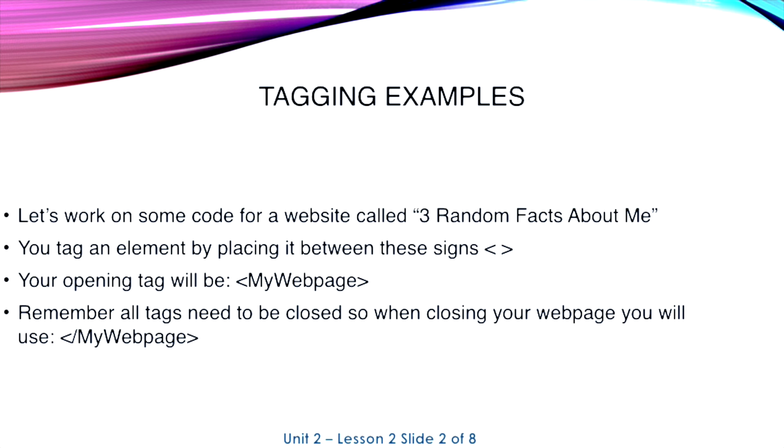Now we'll have a closer look at some examples of how you tag. Let's work on some code for a website called 3 Random Facts About Me. All tagged elements are placed between the signs that you see on screen. These are called angular brackets. Let's say you call your file My Webpage. Your opening tag will be My Webpage between angular brackets.